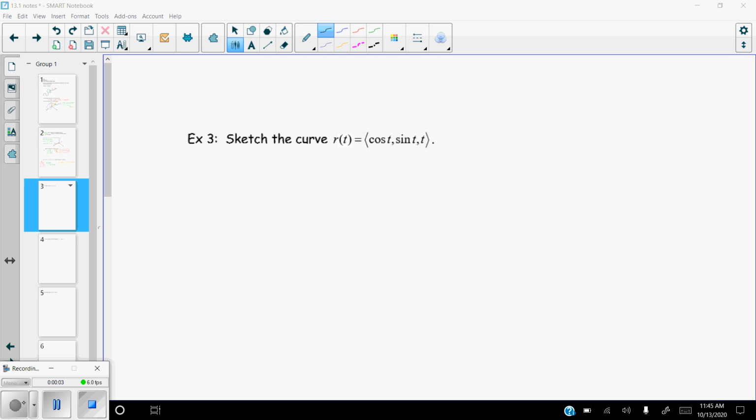All right, 13.1 video 2. So we talked about the idea of a vector valued function and these things called space curves, which is basically what the vector valued function creates. It creates a space curve and kind of how to sketch them. So we're going to go ahead and try to sketch this one.